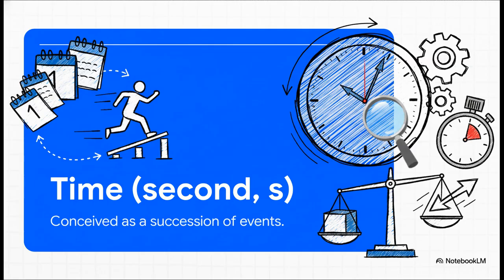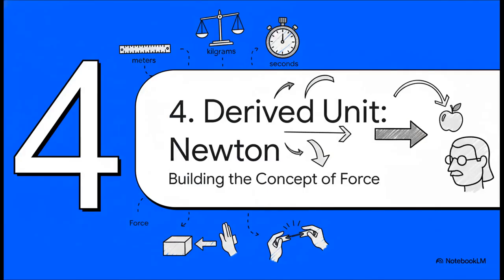And rounding out our big three is time, measured in seconds. Now, here in statics, we're usually dealing with things in equilibrium, right? Things that aren't moving. But time is still a core concept, and it becomes absolutely essential once we get into dynamics, where we're analyzing motion, velocity, and acceleration. So, we have our alphabet: meters, kilograms, seconds. Now let's start building words. And the first and maybe most important word for us in statics is force. So, Section 4 is all about this derived unit, the Newton, and how we build the concept of force from our base units.